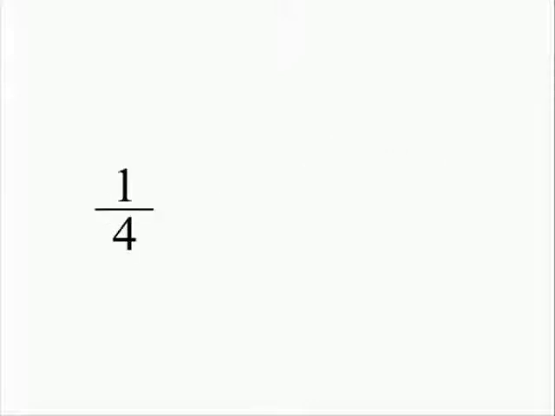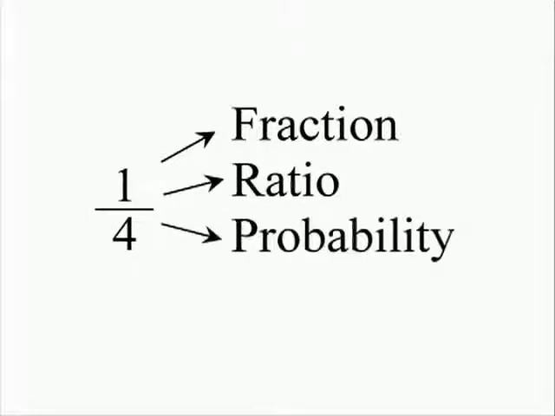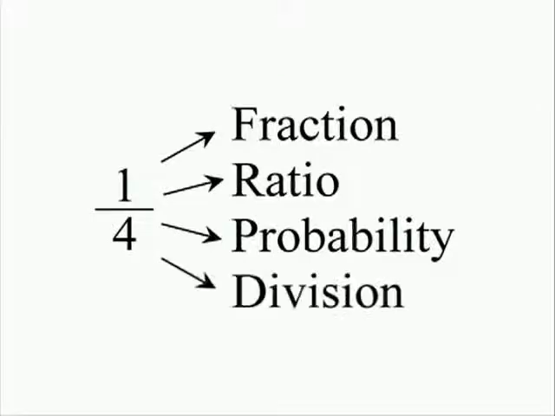Now let's look at this object again. It actually has at least 4 different definitions. It could be interpreted as a fraction 1/4, or as a ratio 1:4, or as a probability, 1 chance out of 4 chances of something occurring, or as a division problem, 1 divided by 4.